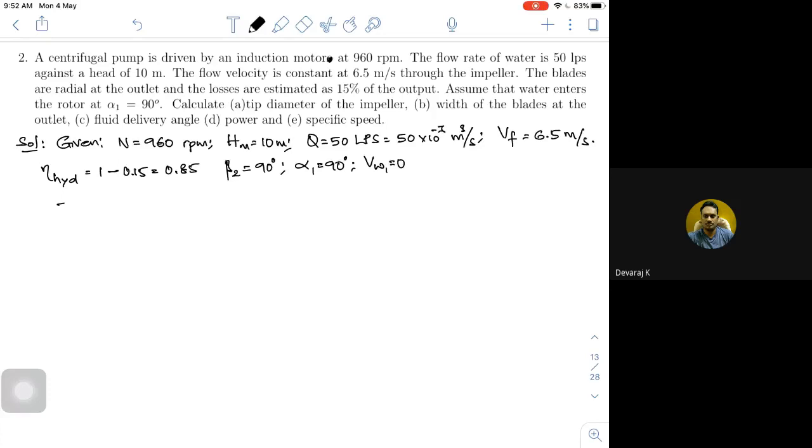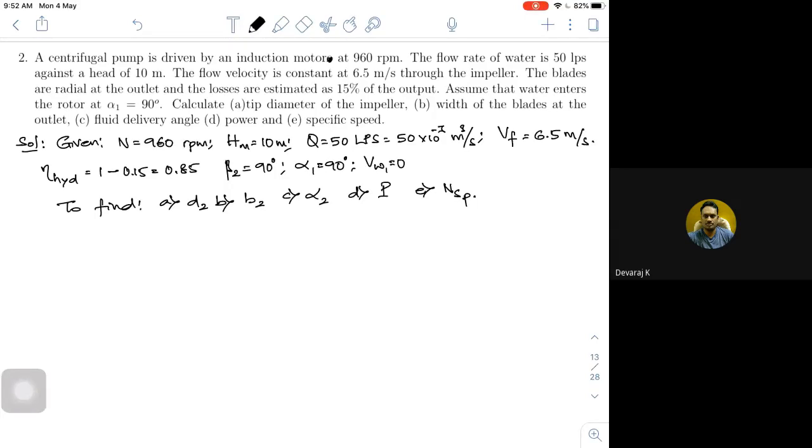What are we supposed to find? We are supposed to find A, that is your exit diameter, B, which is your width at the exit, third, the fluid delivery angle, that is alpha 2, then D, the power, E, the specific speed of the pump. These are the 5 parameters we are supposed to find.